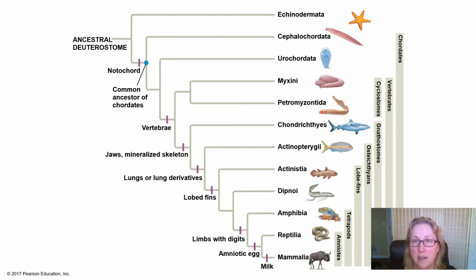So here is our lineage. Our sister group here, the echinoderms, to all of the chordates. We have our defining trait here, the notochord, and we'll talk about the two basal groups of chordates here, the Cephalochordates and the Urochordates, and then our primitive jawless fishes, and then the jawed fishes. And in this video, we will get up through the fishes, and then in the next videos we'll talk about the terrestrial vertebrates.